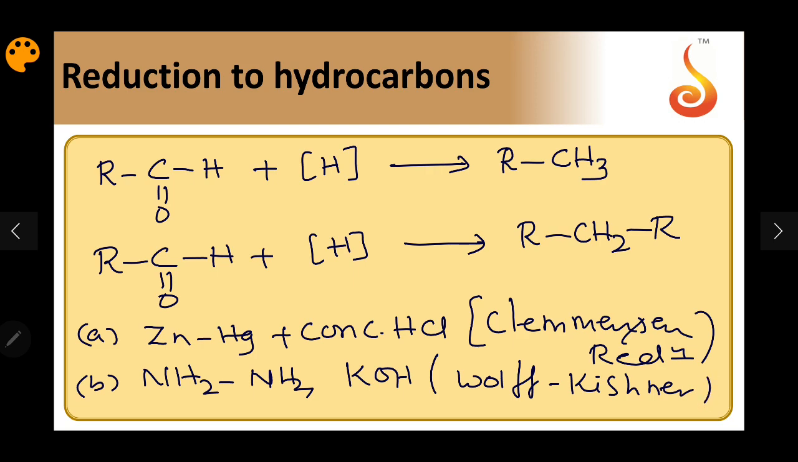We can use even one more reagent, that is phosphorus plus HI. That's the strongest reducing agent, which can reduce not only aldehydes and ketones but even acids and derivatives to finally alkane. But the first two are specifically for aldehydes and ketones. So either Clemmensen reduction or Wolff-Kishner reduction is specifically available for conversion of aldehydes and ketones to the corresponding alkanes.